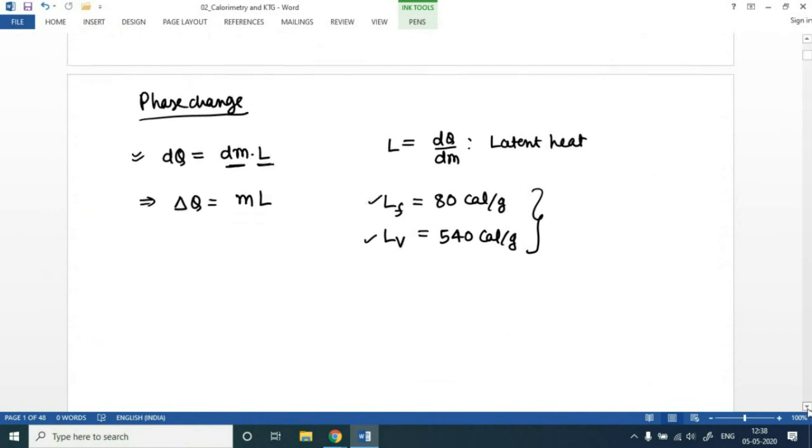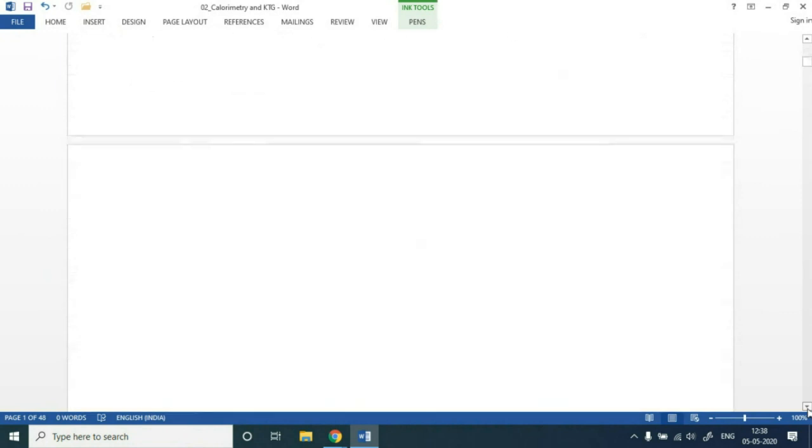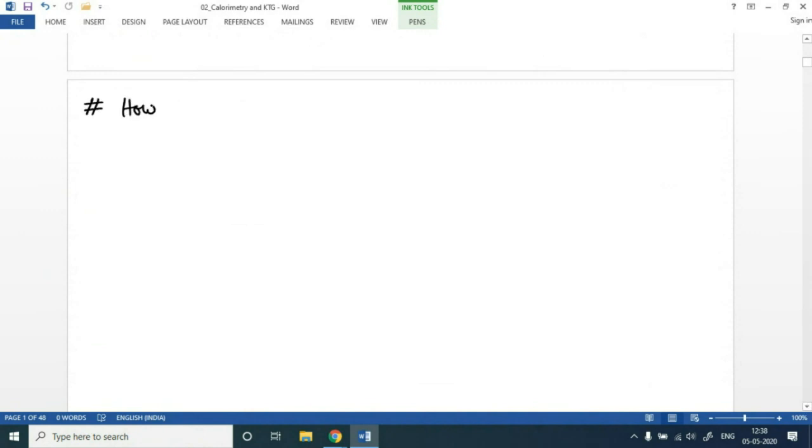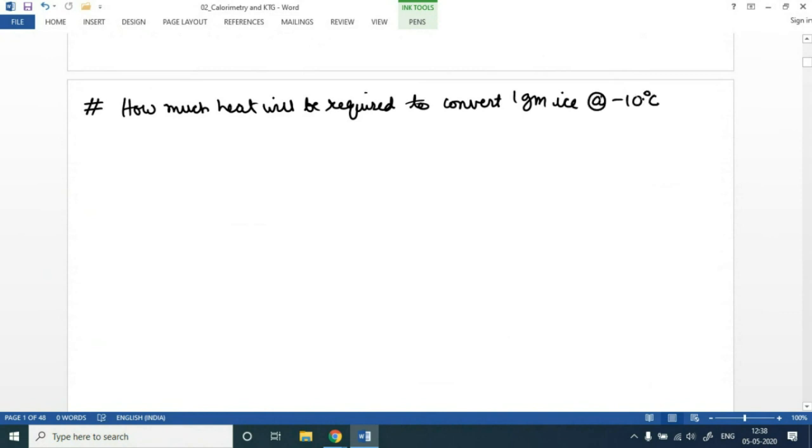So let's look at one question which will take care of both these things. Let's take one simple question: how much heat will be required to convert 1 gram ice at minus 10 degrees Celsius to 1 gram steam at 110 degrees Celsius? So this is the question.